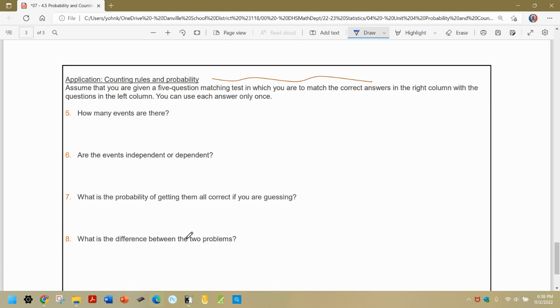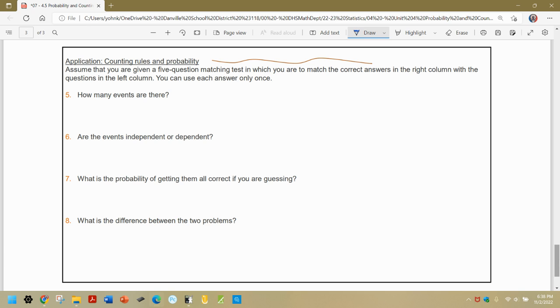Okay, now let's change it up a little bit. Assume that you're given a 5-question matching test in which you are to match the correct answers in the right column with the questions in the left column. You can use each answer only once. Well, how many events are there? There are still 5 events, 1 for each question.